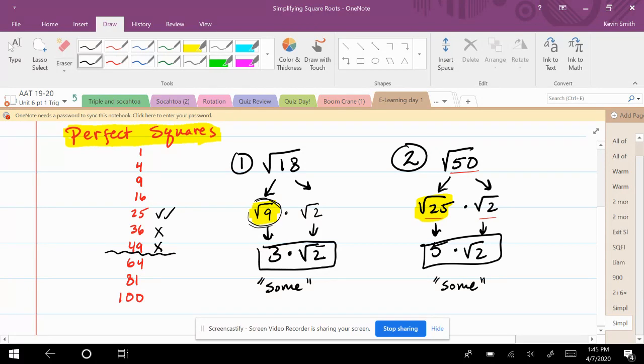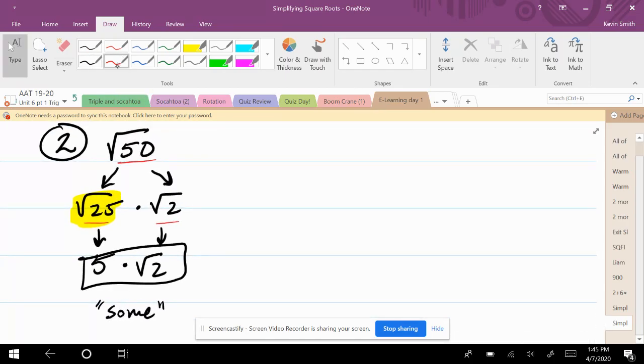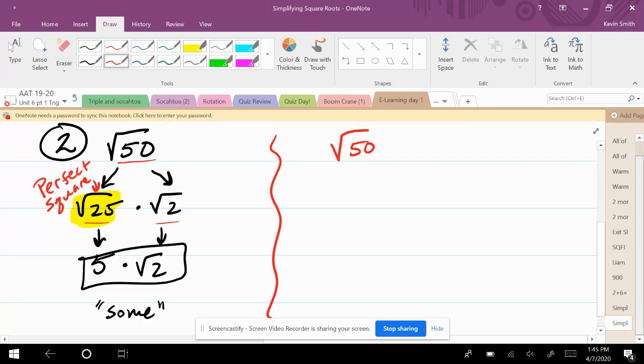Now, one last thing I want to talk about. This is kind of a pro tip. Let's zoom in here on number 2. Notice how I always wrote the perfect square first. I could have very easily written this as the square root of 50 and broken it up into the square root of 2 times the square root of 25. And that is correct. Still good. And then the square root of 2 would stay here. And this would be 5.